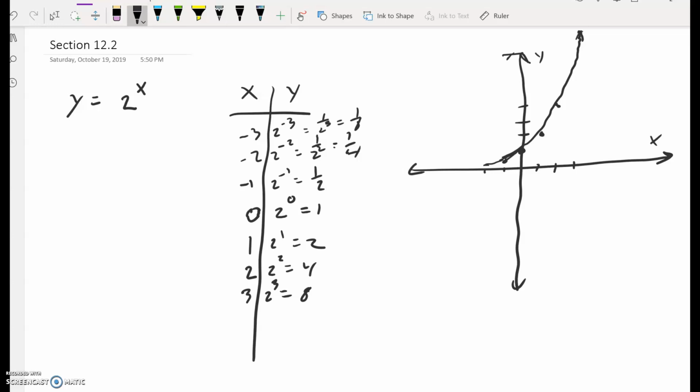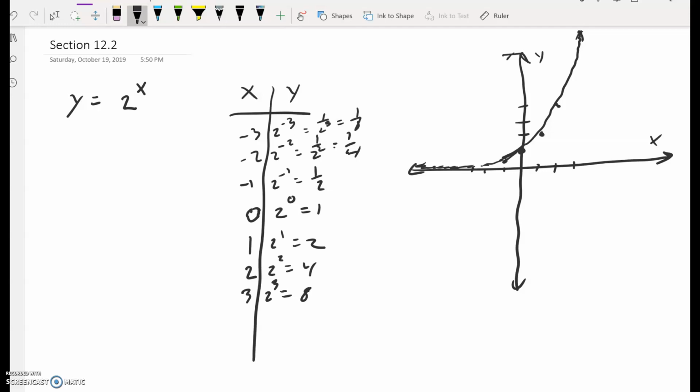That's 1/8. And so as we go out, it gets closer and closer and closer to the x-axis and never quite touches it. That's another hallmark of exponential functions. On one side, it approaches something. On the other side, it shoots up really, really fast.